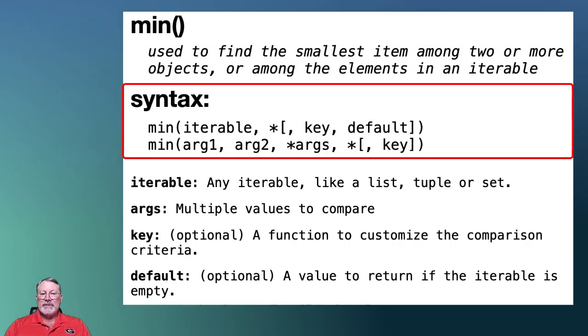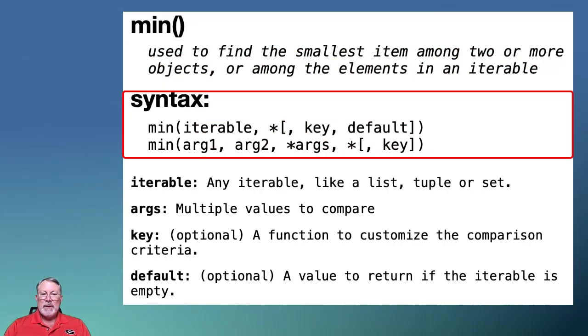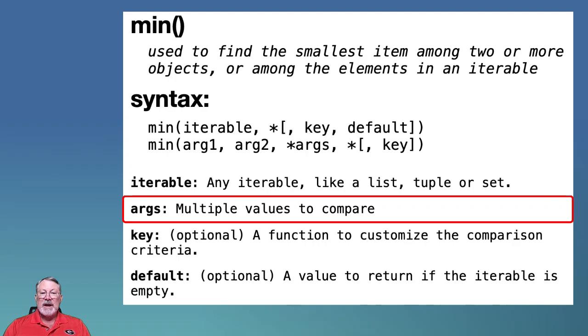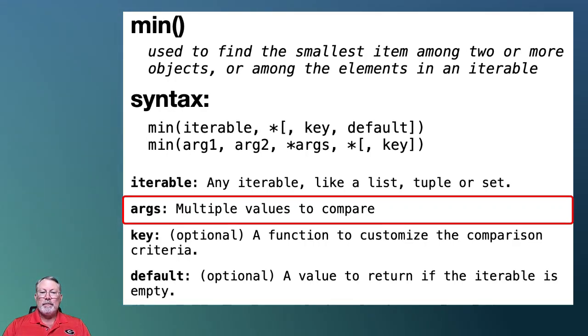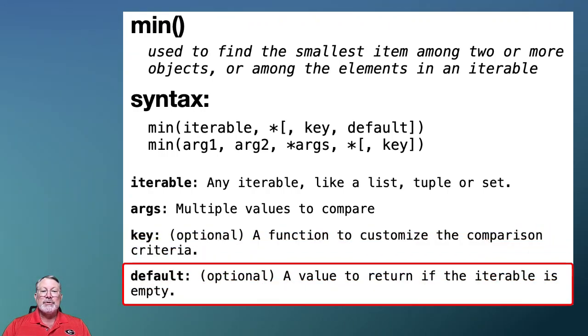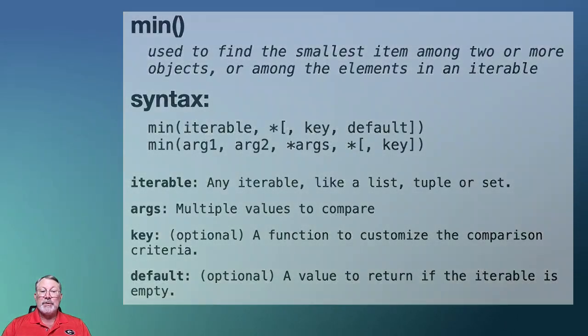Here's the syntax. Notice there are two forms. The first form works with an iterable, such as a list, tuple, or set. The second form compares multiple arguments, provided directly. Optionally, you can provide a key, which is a function to customize the comparison criteria. You could also optionally provide a default value, which is a parameter that prevents errors with empty iterables.